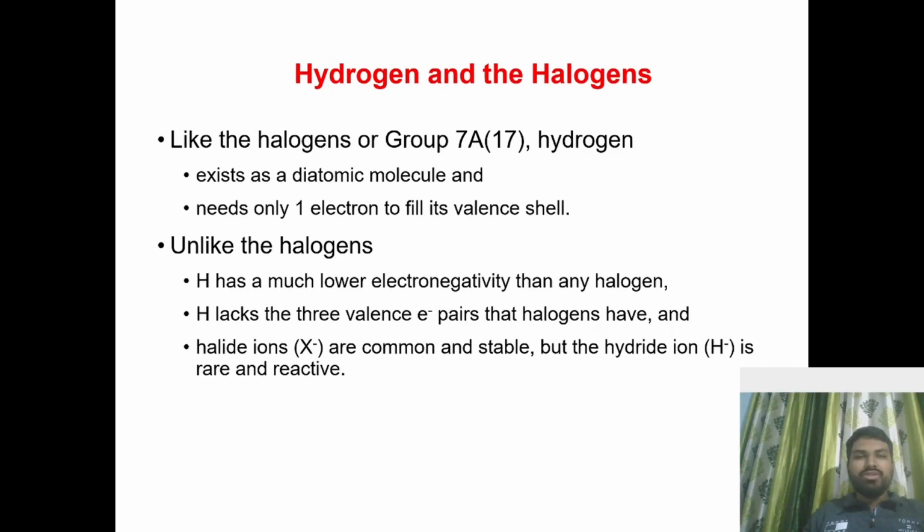Now, hydrogen and halogens. Like the halogens, or group 7A, which means group 17 elements, hydrogen exists as a diatomic molecule and needs only one electron to fill its valence shell. Unlike the halogens, hydrogen has a much lower electronegativity than any halogen. Hydrogen lacks the three valence electron pairs that halogens have, and halide ions, which are denoted by X-, are common and stable, but the hydride ion H- is rare and reactive.